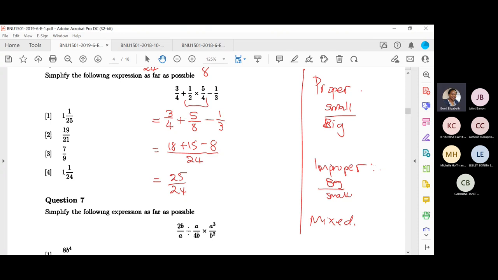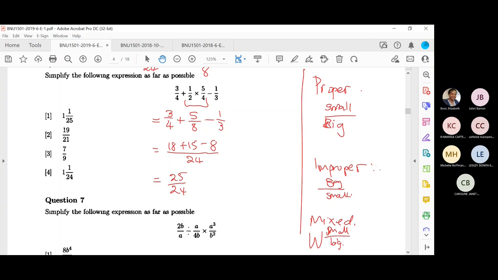The lowest form of an improper fraction is what we call a mixed fraction. A mixed fraction has a whole number, and a small number at the top and a big number at the bottom. So to get to a mixed fraction, you need to simplify this, which will give you a whole number and a remainder, and then you keep your denominator as you have it.